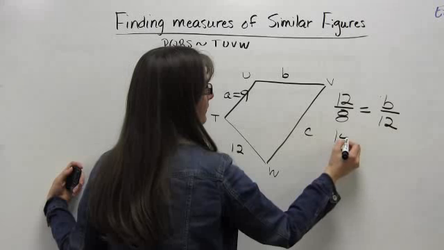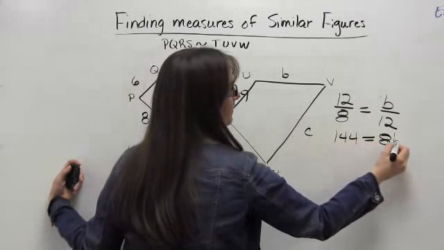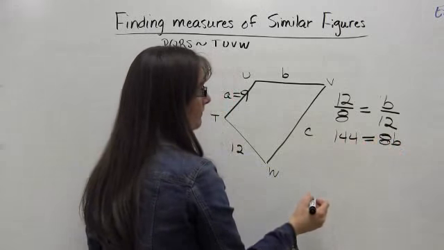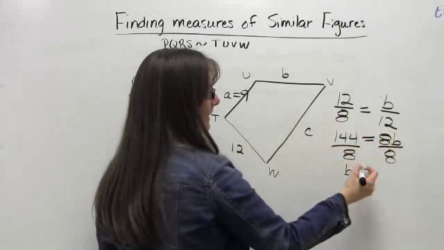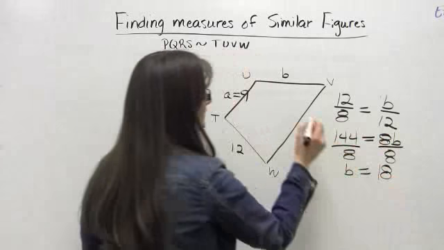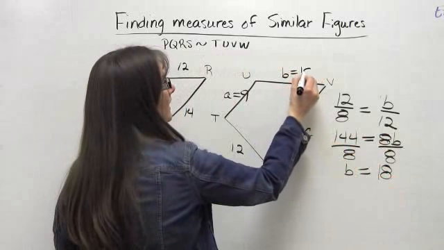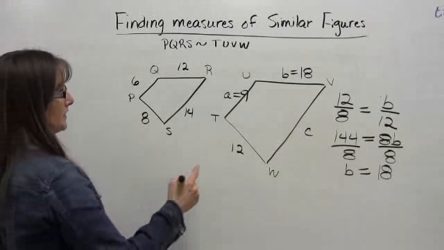12 times 12 is 144. And that's going to equal 8 times B, which is 8B. When I do this math, I divide both sides by 8, and that gives me that B is equal to 18. So I could then replace my B with an 18. So let's set up our final proportion.